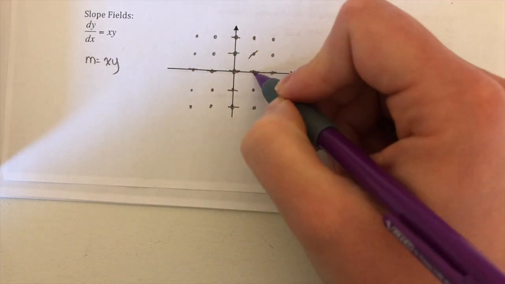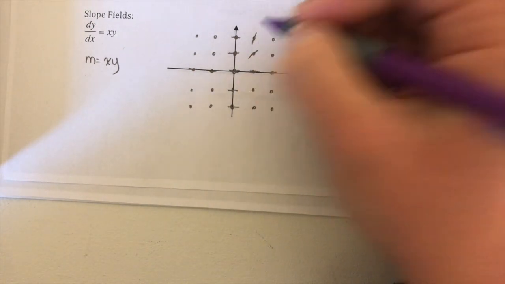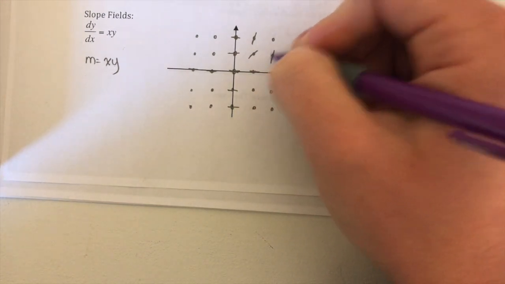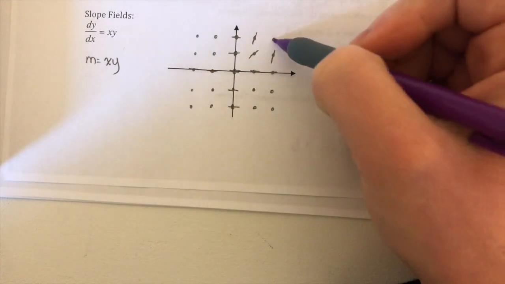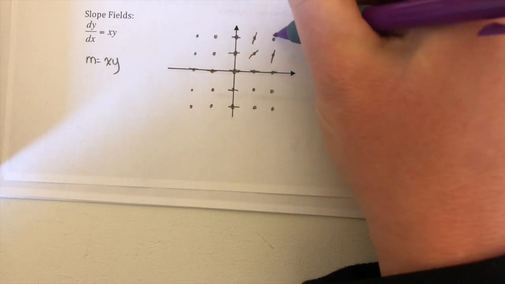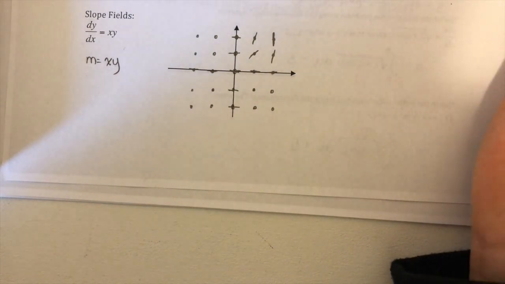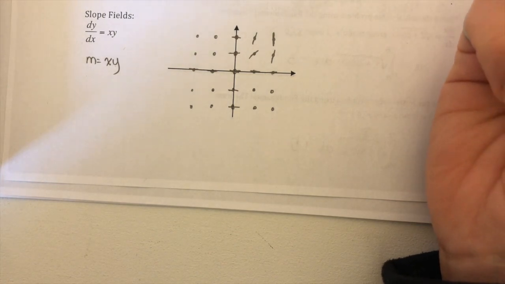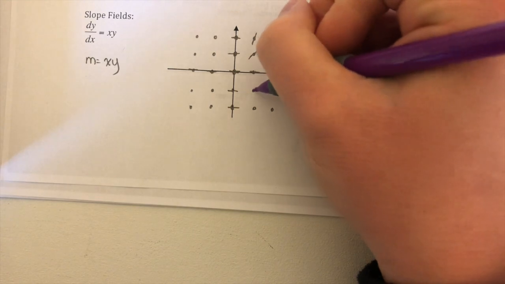At x equals 1, y equals 2, 1 times 2 is 2. At x equals 2, y equals 1, that's a 2. And then if x and y are both equal to 2, that would be an even steeper slope. So that would be a slope of 4. Kind of exaggerating it. It looks straight up and down, but hopefully you get the point.